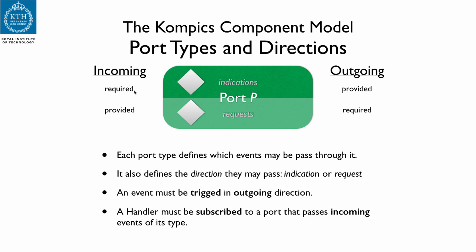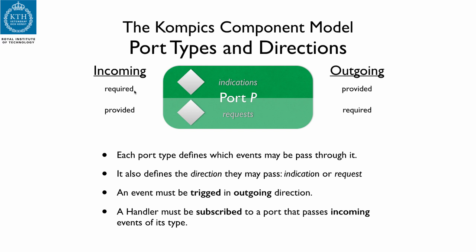All right. And now that we've defined this, we can very clearly say what the type semantics of Kompics are, because events must be triggered. That is our word for sending in message terms. Events are triggered, and they're only triggered in outgoing direction. And conversely, handlers must be subscribed to a port that passes incoming events of its type or the types it matches. All right? Trigger, outgoing, subscribe, incoming.